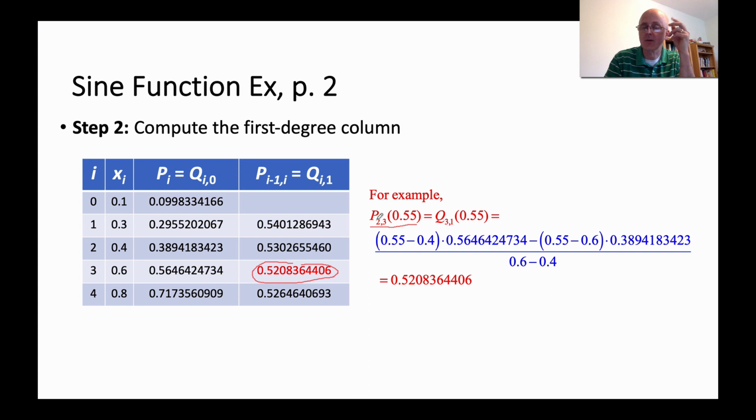It's going to be the Lagrange first degree polynomial, which is a linear function that agrees with the original function, the sine function, at nodes x2 and x3, which are 0.4 and 0.6. Alternatively, with this notation, the Q, we are in the third row in the first column. 0, 1, 2, third row. First column, we start at 0 and then go on to 1.